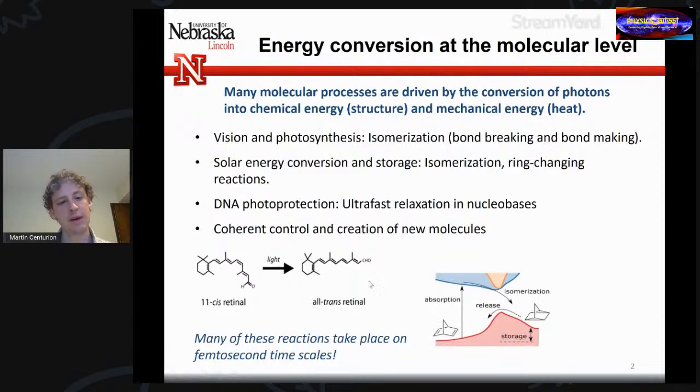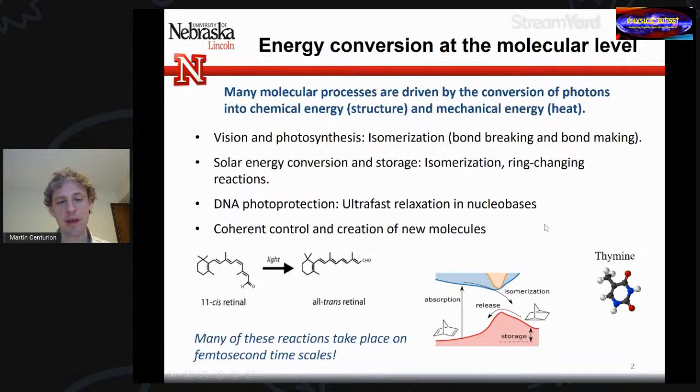Another example is using molecules to convert and store solar energy. For example, this molecule converts between these two forms, and this form has a strained structure, and you can store energy. You can absorb light, go to this more strained structure where energy is stored in the conformation, and then you can release this energy either by a catalyst or another photon. So it's another way of using molecules. And then another example is your DNA.